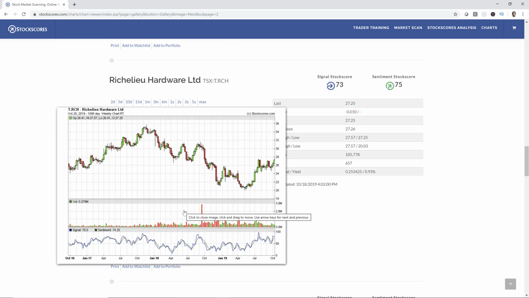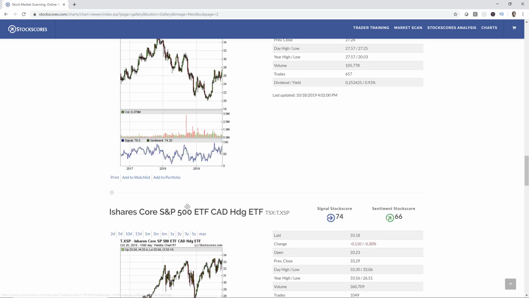So here is Richelieu Hardware. I like this. I don't love it, but I like that it's broken its downward trend line. It's starting to come alive. Volume isn't really strong yet, so we have to be a little bit selective there. But if it can start to see a pickup of volume and move up through that $27, $28 level with some volume, I think it could start to perform fairly well relative to the TSX in general.